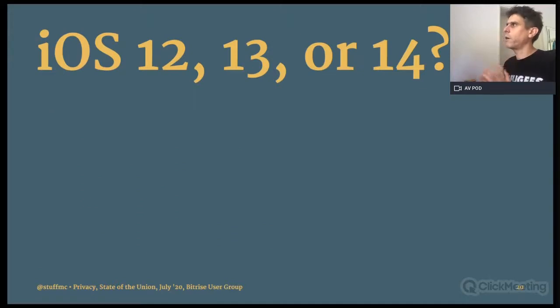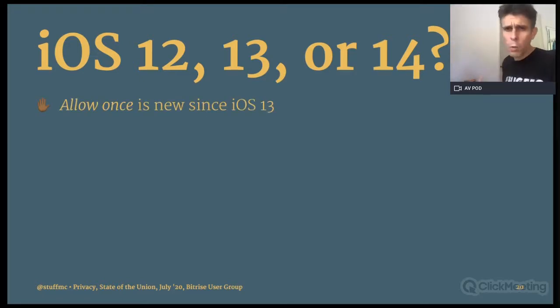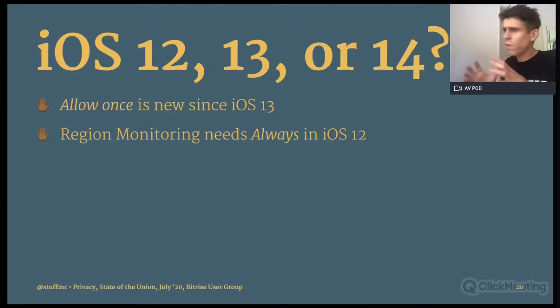All right, I spoke about iOS 14 and 13 and sometimes about 12. It's very confusing. The Allow Once thing arrived in iOS 13. Region monitoring needs Always in iOS 12. So if your app is still running under iOS 12, even if region monitoring is used while your app is in use, you will need to have Always, which is the reason why up until very recently, a lot of developers requested Always from the beginning on.